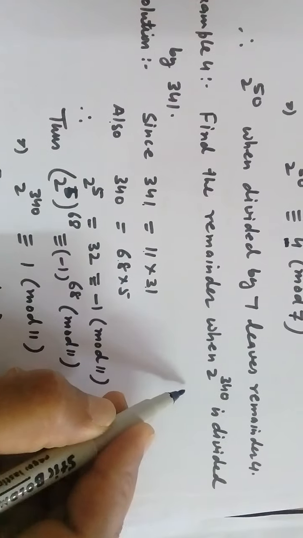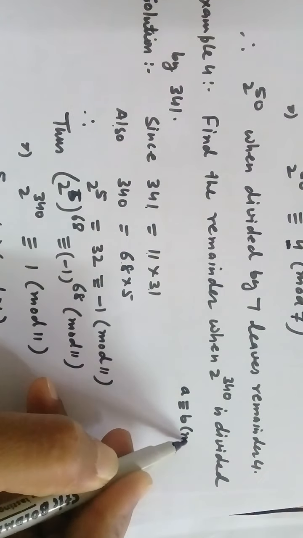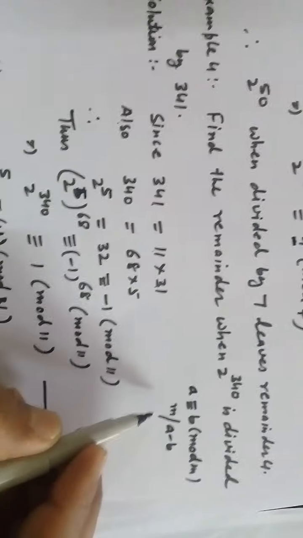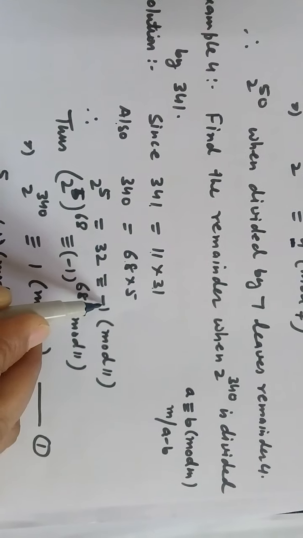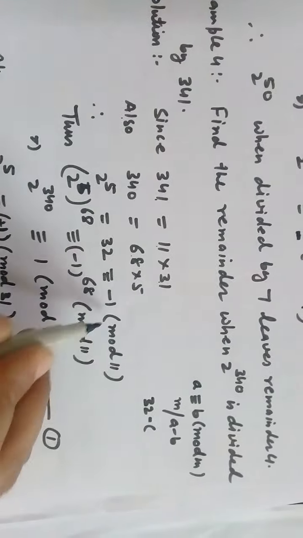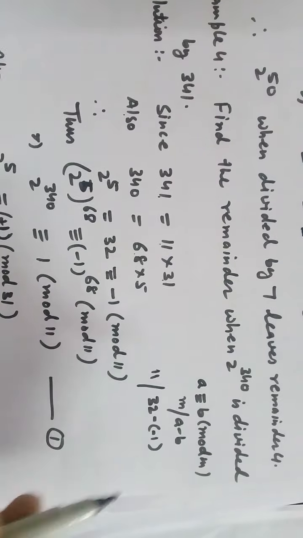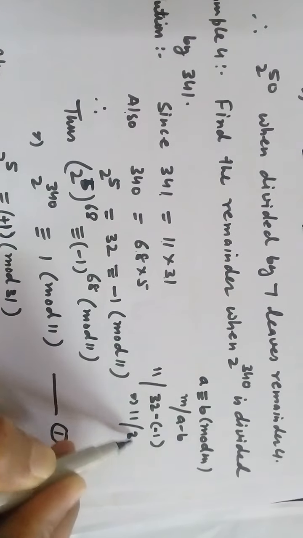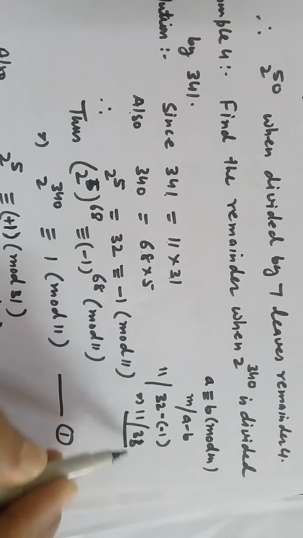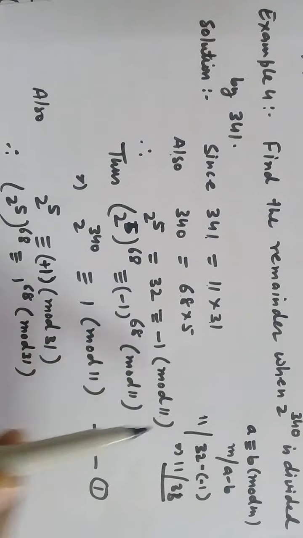by definition, A is congruent to B modulo M when M divides A minus B or B minus A. So 32 is congruent to minus 1 modulo 11 means 11 divides 32 minus 1 that is 32 plus 1, which is 33. So 11 divides 33. It means we can write 32 is congruent to minus 1 modulo 11.